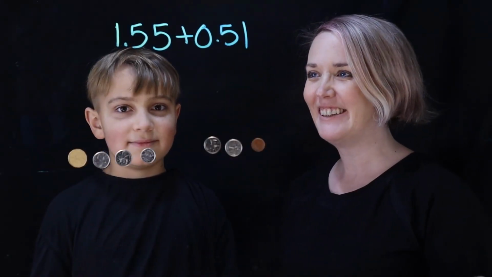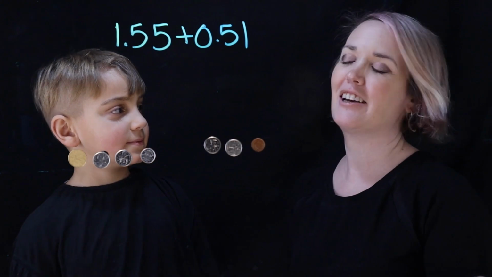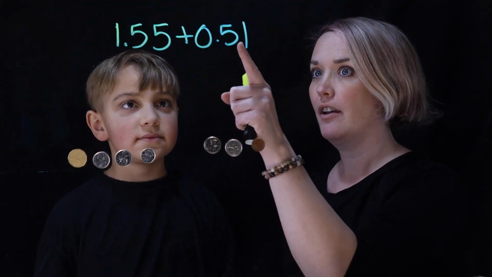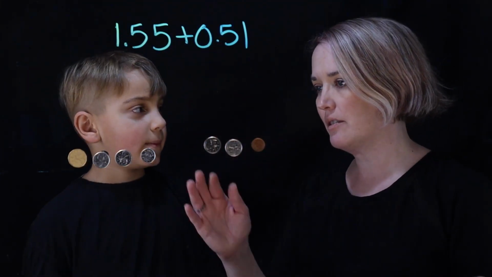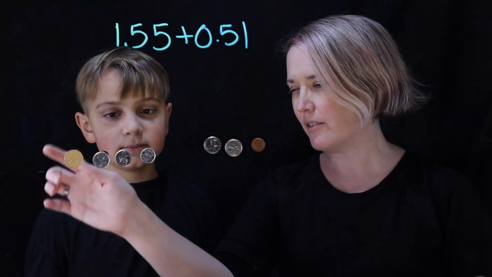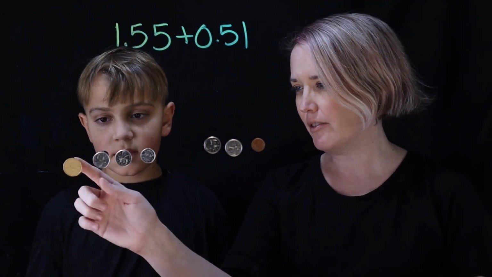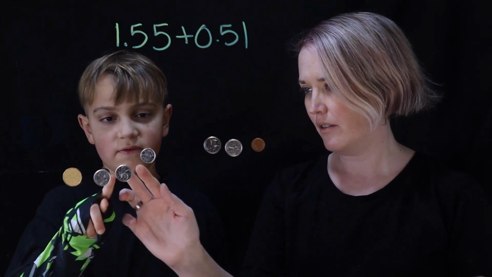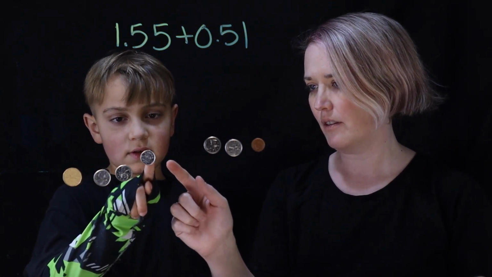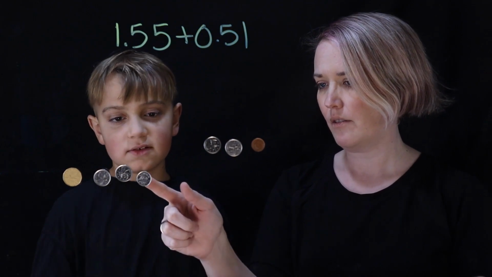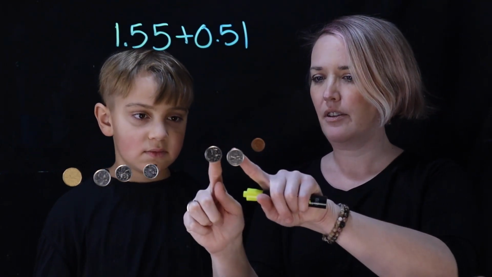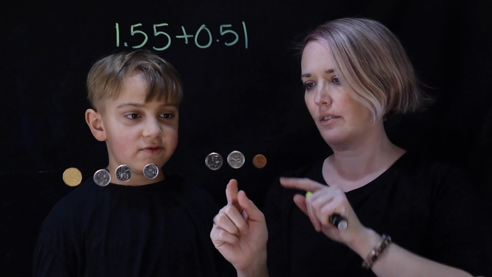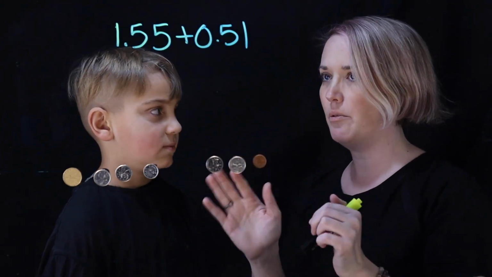Hi everyone. Daniel's here with me, and he's going to tell us how he thinks about $1.55 plus 51 cents. So Daniel, do I have $1.55 here? Can you count it out for everyone? So that's $1. $1.50 and 55 cents. Perfect. And then here we have 50 cents. 50 cents and 51 cents. Perfect. Okay, so how do you want to add these together?